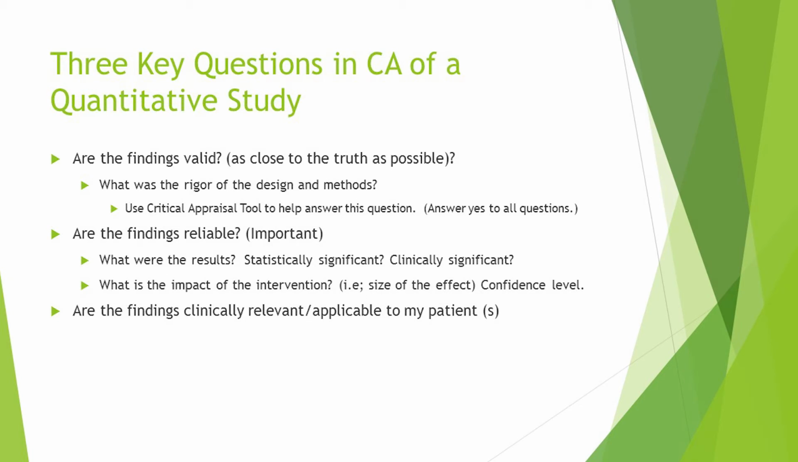Are the findings reliable? That's very important because you want to know, are they clinically significant or statistically significant? Oftentimes, a study might be only clinically significant, which is good because you can still use it in clinical practice. Statistically significant actually looks at the p-value, and what effect will it really have on the intervention? And therefore, you're going to be looking at the confidence level. And can I use this in my practice? Does it include the population I'm looking at, the intervention, and the outcome?